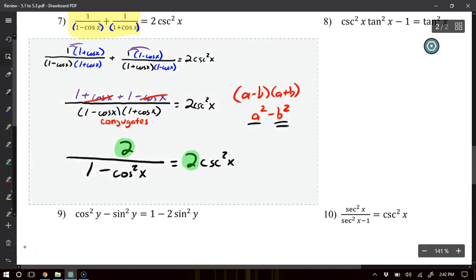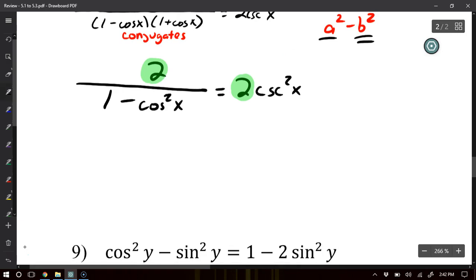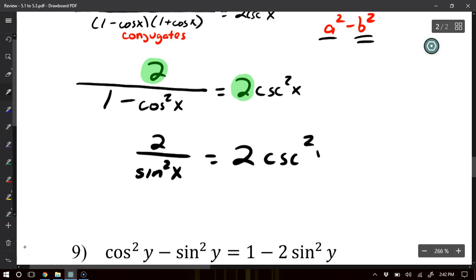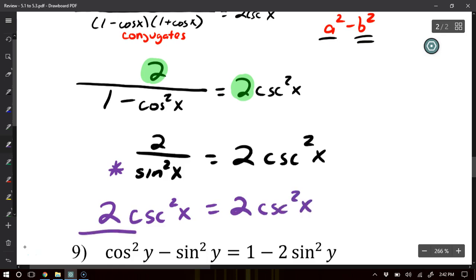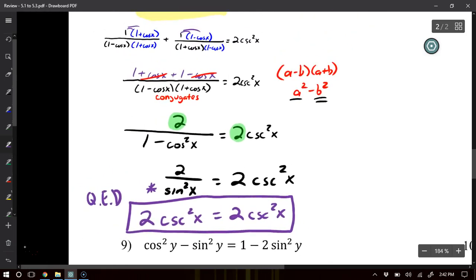So why does that help? Well, now I have a 1 minus cosine squared, which makes me think it's a Pythagorean identity. And it is. 1 minus cosine squared of x is sine squared. So I still have that 2 on top. Notice I didn't touch it because I want it. And look at that. I created the sine squared in the bottom that I wanted, which is sine squared in the denominator is a cosecant squared. So I do get 2 cosecant squared of x equals 2 cosecant squared of x. It has been demonstrated.